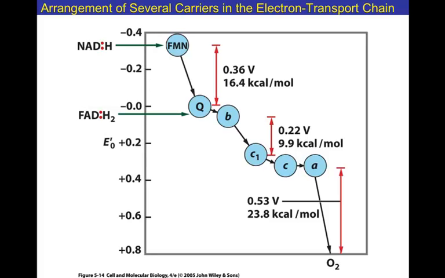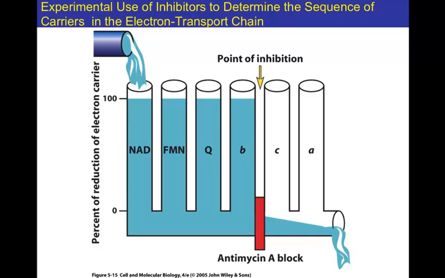Here you see the drops in energy as the electrons pass down the electron transport chain from FMN to Q to B to cytochrome C1 to cytochrome C and cytochrome A, and then eventually to oxygen. The red arrows indicate those drops in energy that are sufficient to drive the production of an ATP molecule. Once again you can see that you get 3 ATPs for every reduced NAD and 2 ATPs for every reduced FAD.